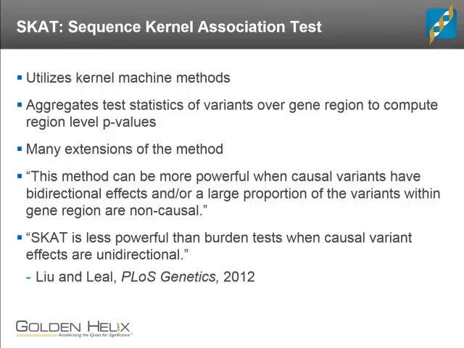So that makes it a little different from some of the burden tests where there's an expectation that all variants in a gene are pushing the phenotype in the same direction. SKAT's able to tease it apart and say, no, there are variants here that favor controls, there are variants here that favor cases, and they're both important. But you see there, that last bullet, SKAT's believed to be less powerful than burden tests when the effects are unidirectional. Which brings us around to SKAT-O.